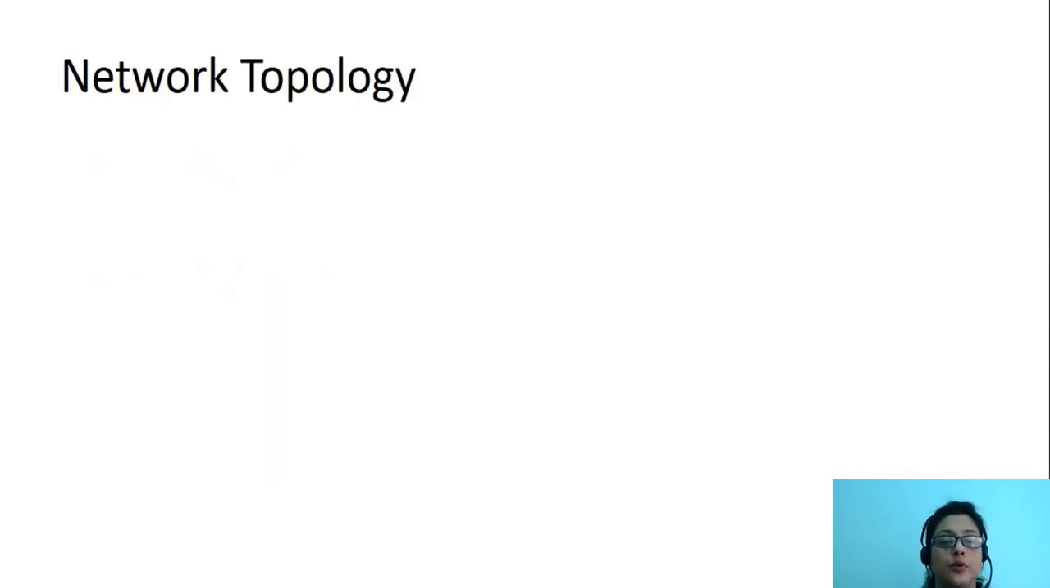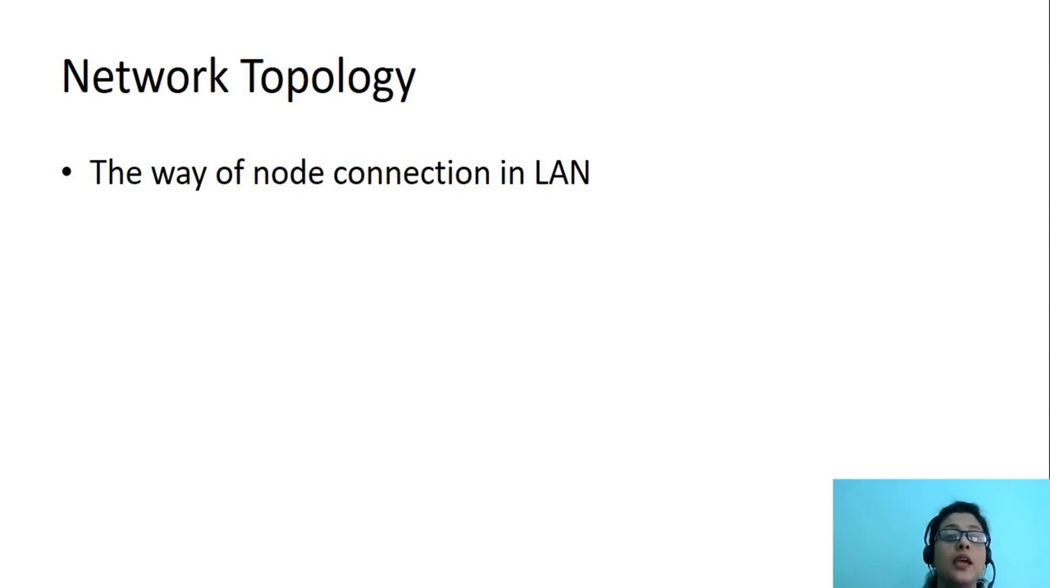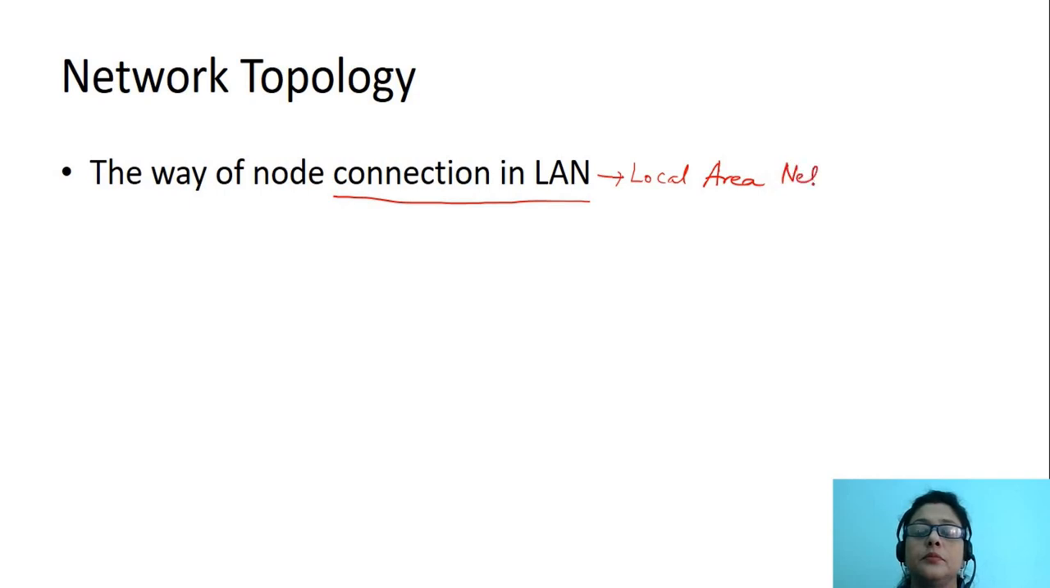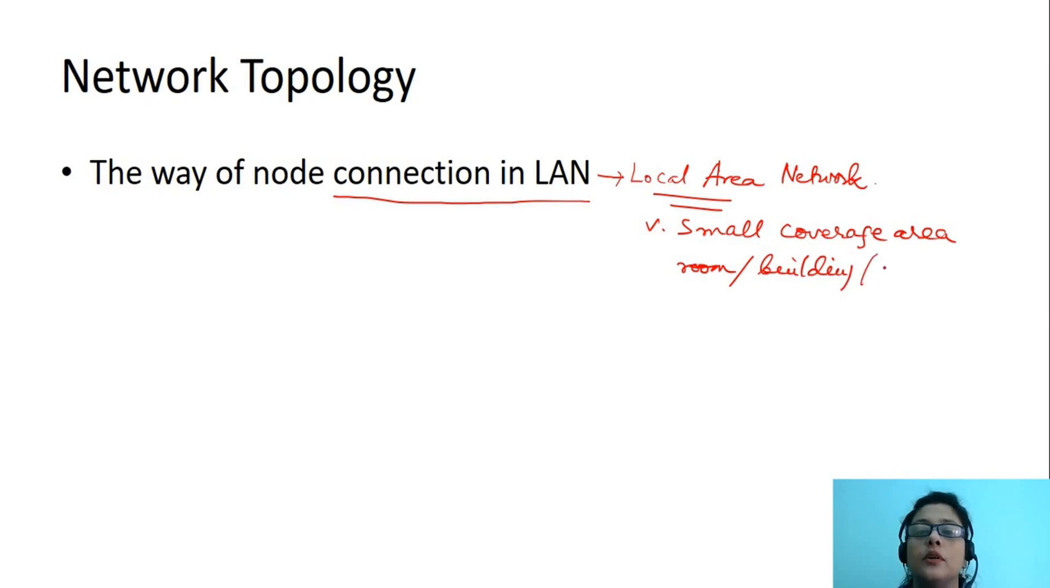What is a network topology? Network topology means the way that the nodes of a network are connected to each other in case of LAN. LAN means local area network. Local area network has a very small coverage area, that is either a room or a small building or a college campus. So it is limited within this small geographical area.